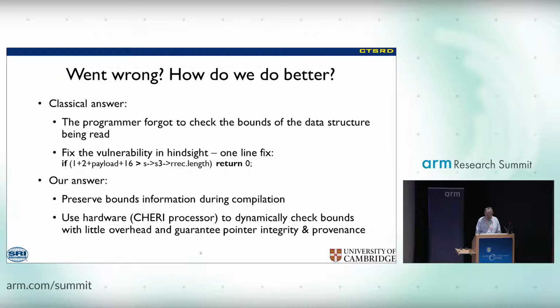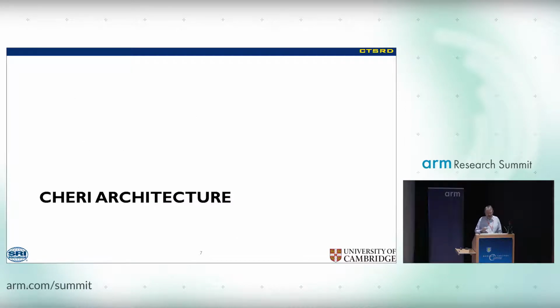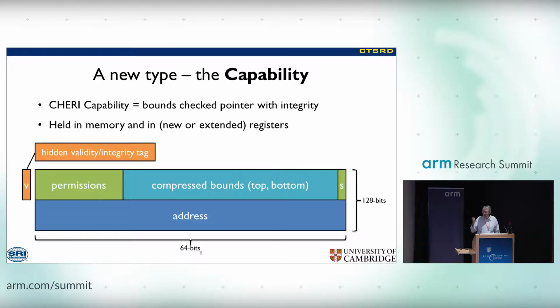So what I'm going to do now is tell you a little bit about this CHERI architecture. Normally when I give this talk, and I have rather longer, I talk in depth about integrity and provenance and the principle of least privilege. But today I'm just going to go bottom up. Let's just go for it because we don't have much time. So what have we actually done?